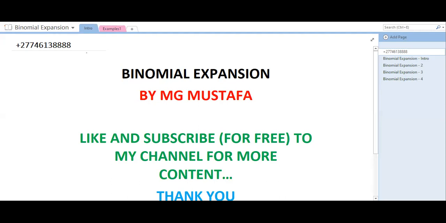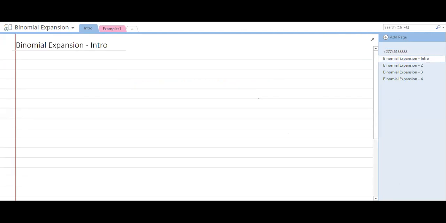So let us get straight into binomial expansion. So guys, what is binomial expansion? I'm sure you've seen an expansion like this in school, something like x plus y to the power 3. And your teacher sometimes just went and wrote x cubed plus 3x squared y plus 3x y squared plus y cubed.